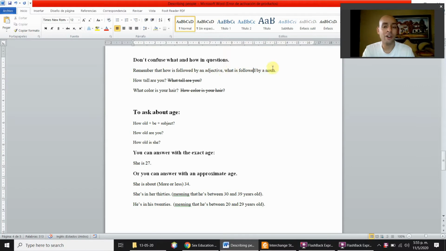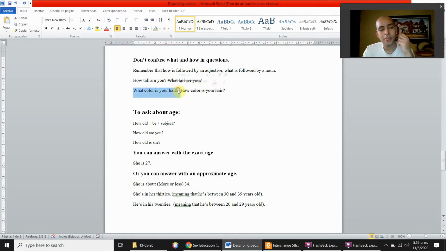What is followed by a noun. How is followed by an adjective, and what is followed by a noun. How tall are you? This is the right way. This is a wrong way. What tall are you is not correct. Doesn't make sense. How tall are you?